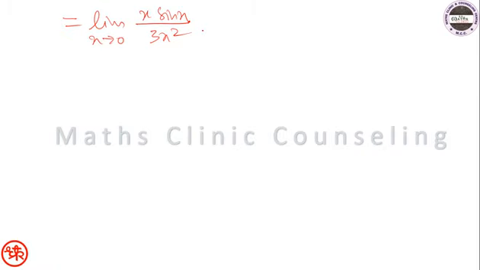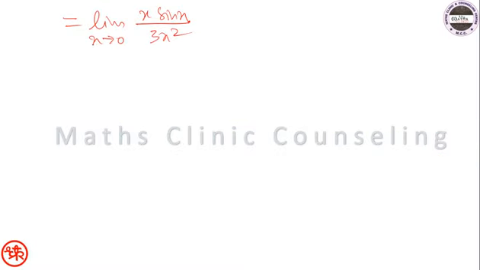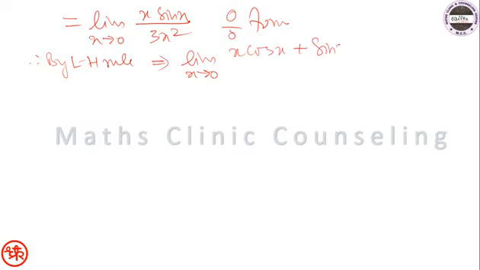So did you understand this? Okay. So now this is 0 by 0 form. Therefore by L'Hospital rule, this implies limit x tends to 0 of the derivative of the numerator, that is x cos x plus sin x into the derivative of x which is 1, divided by the derivative of the denominator 3x square, which is 6x. Is that clear? Again, if we put x equal to 0, this is 0 and this is also 0. So it is 0 by 0 form.